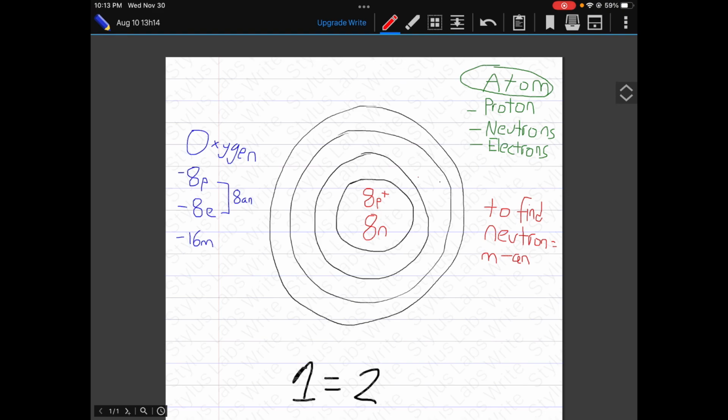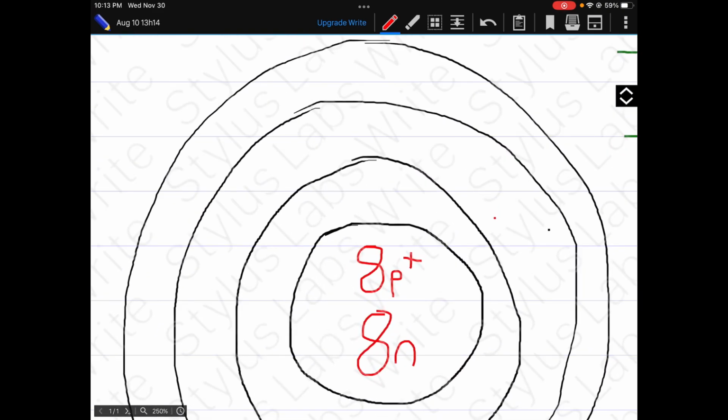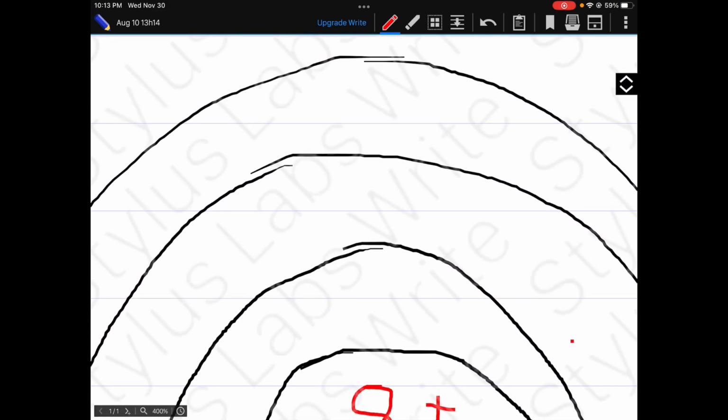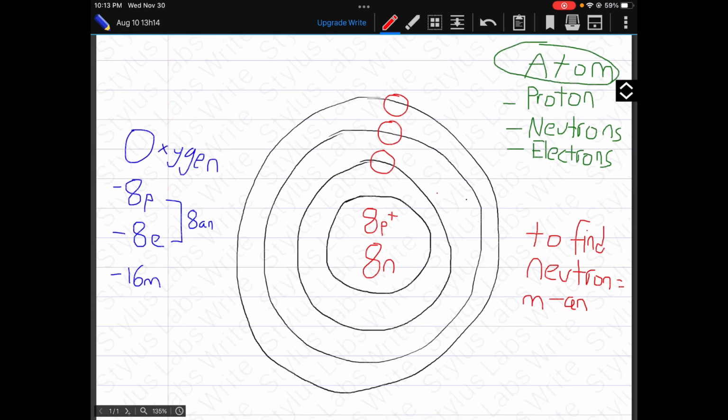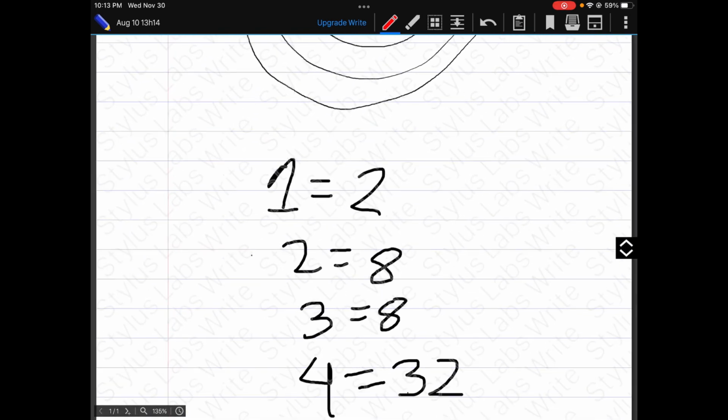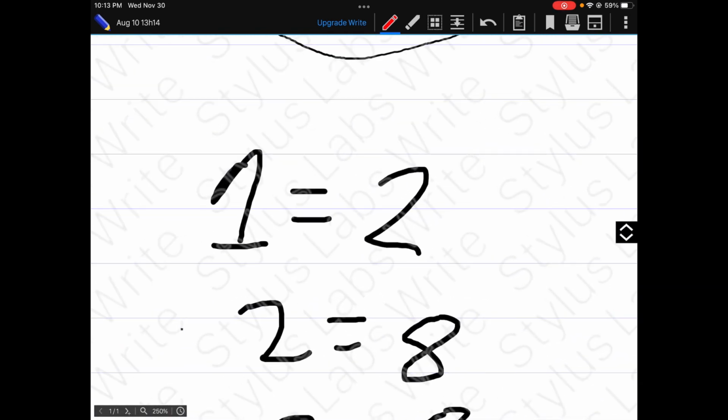So you might be wondering, where do the electrons go? Well, they go on these orbitals, everything except for the nucleus. So this right here is your first orbital, this is your second orbital, and this is your third orbital. Each orbital can hold a certain max number of electrons. For example, the first orbital can hold a maximum of 2 electrons.